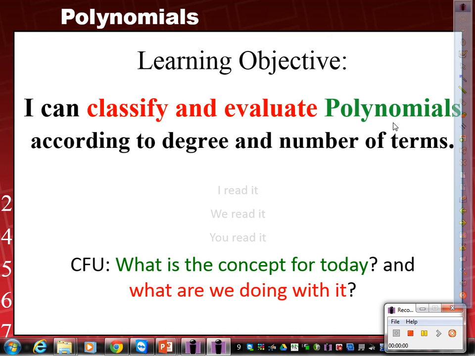Our objective for today: I can classify and evaluate polynomials according to degree and number of terms. Let's read it together. 1, 2, 3. I can classify and evaluate polynomials according to degree and number of terms.